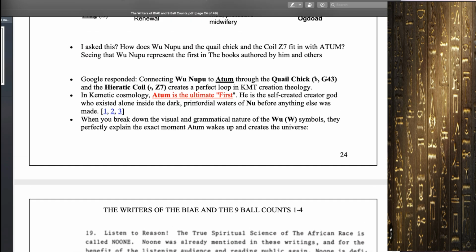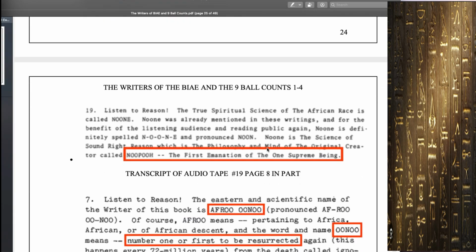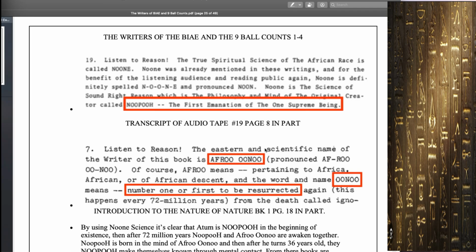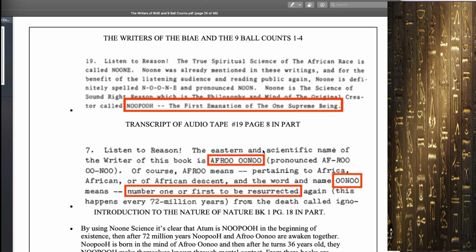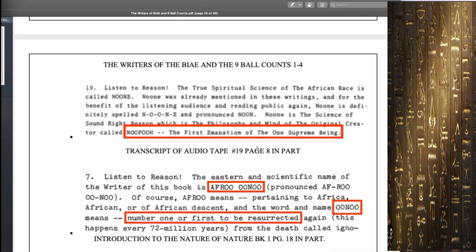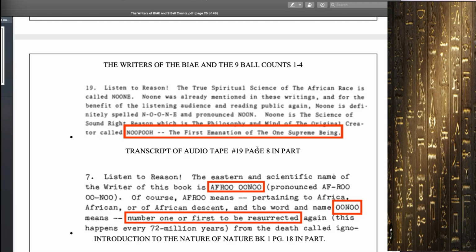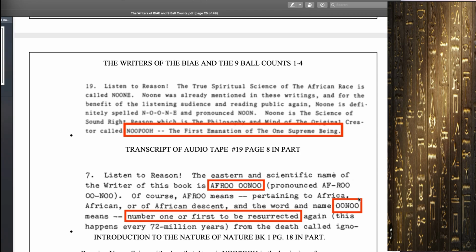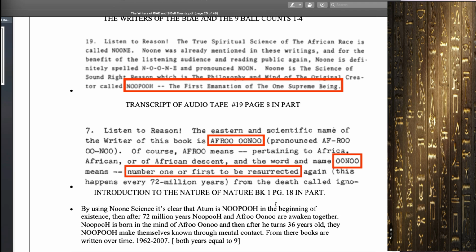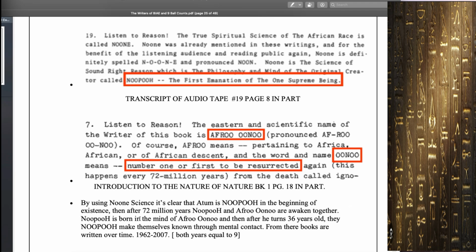So what I would back up into is Atum is the ultimate first. So Afro Uno's name means first. So once again, this disqualifies York, because York was using that name Atum in the late 90s. All right, so York doesn't talk like this and never taught any of this. All right, this is how you destroy lies with correct information. By using known science, it's clear that Atum is NOOPOOH in the beginning of existence.